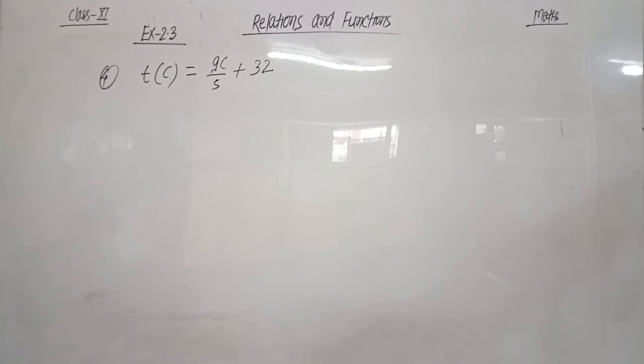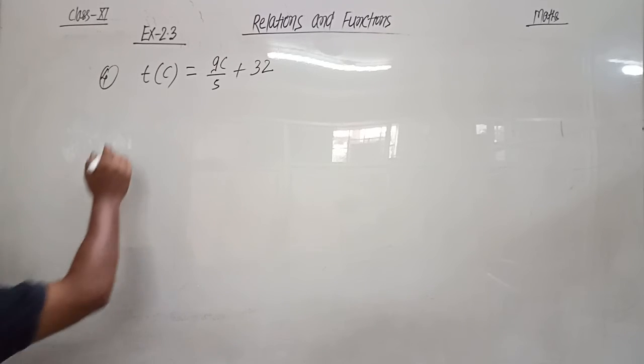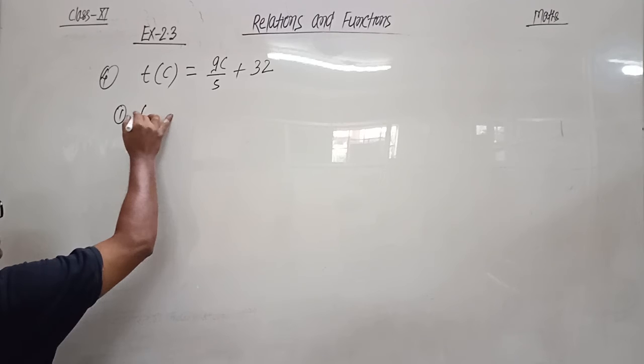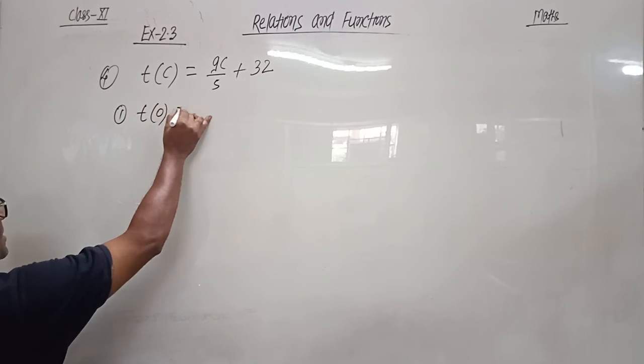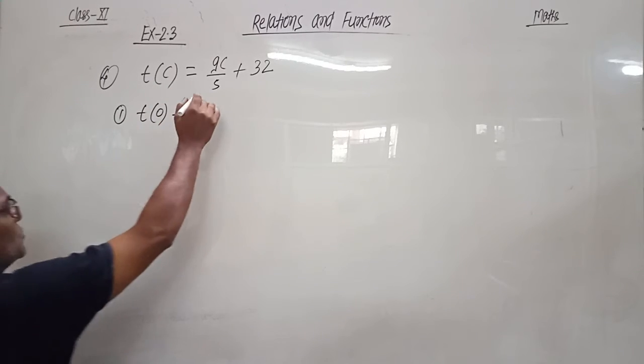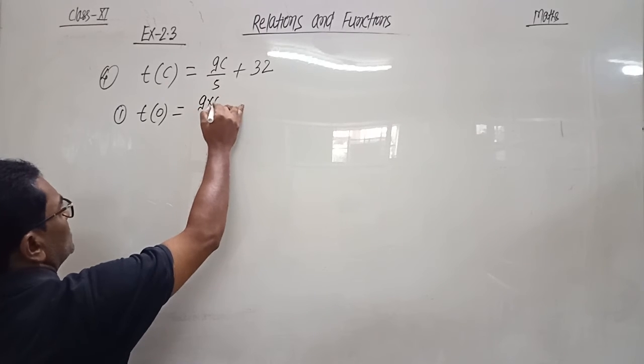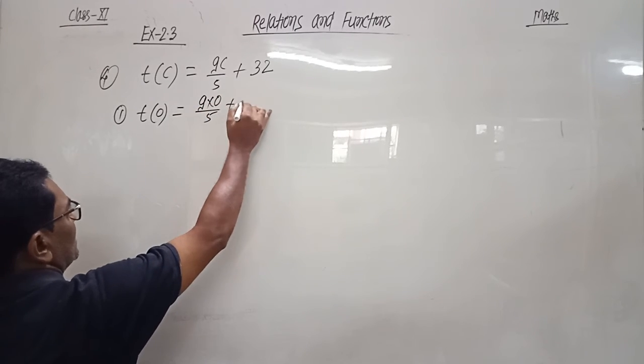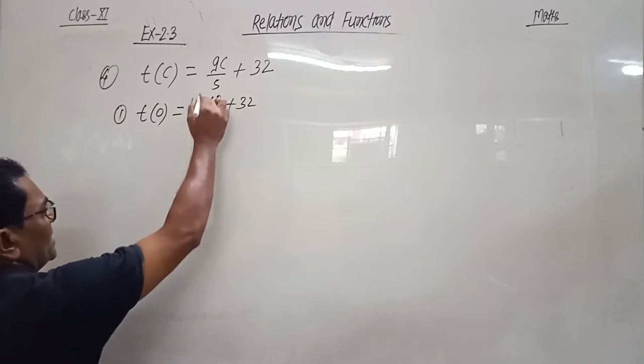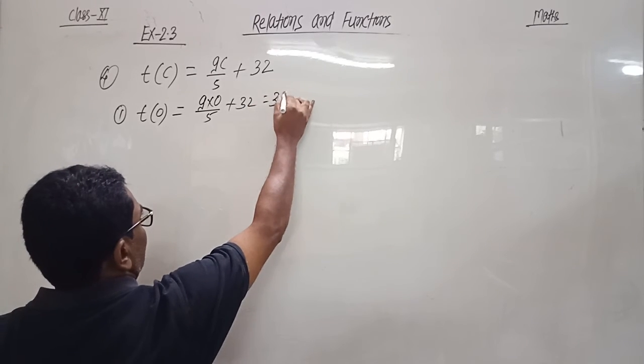So we have to find T(0), T(28) and T(-10). So first part is we have to calculate T(0). So at the place of C we put 0. So 9 into 0 upon 5 plus 32. This whole term becomes 0, and the result we get is 32.